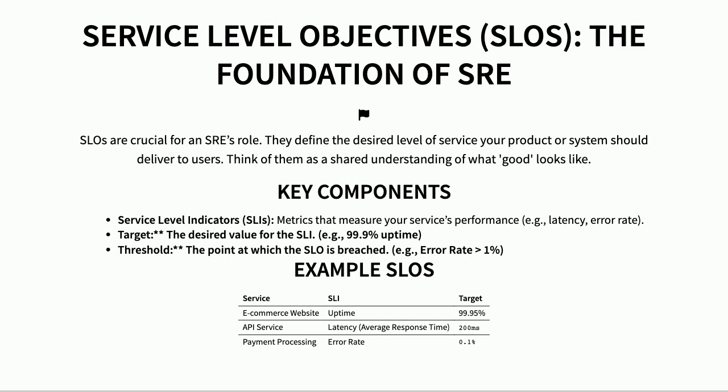We break it down into 3 parts. The SLI, which are the metrics we use to measure performance, like uptime or response time, the target, which is what we're aiming for, and finally, the threshold, the point where we've missed our goal. It helps us stay focused on delivering value to our users.